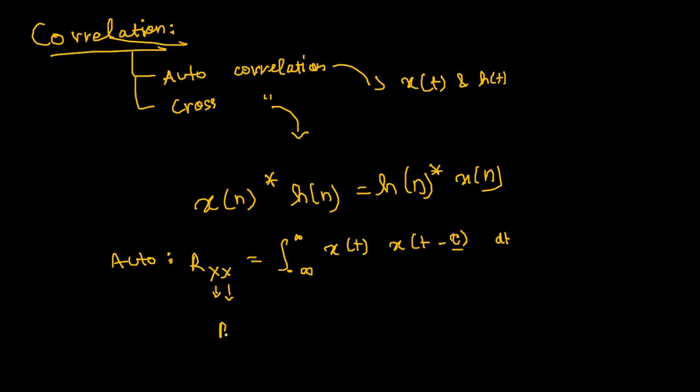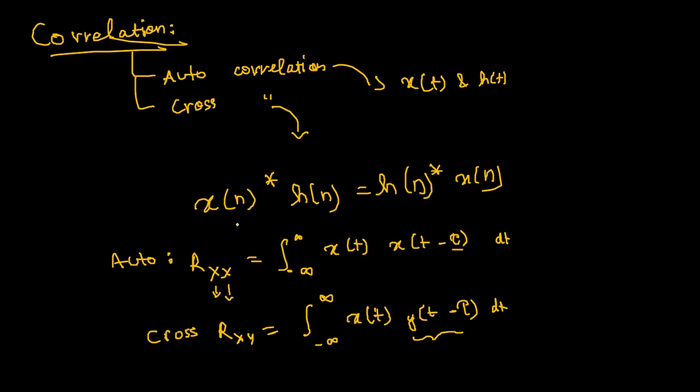If you have r x y, this is cross correlation. You have integration from minus infinity to infinity of x of t y of t minus tau dt, right? So the second graph, which is h of t, gets shifted by tau units.